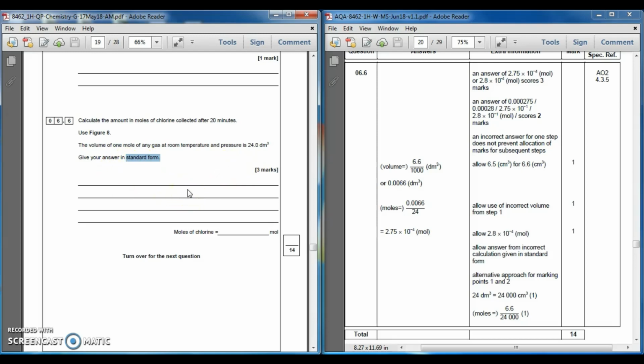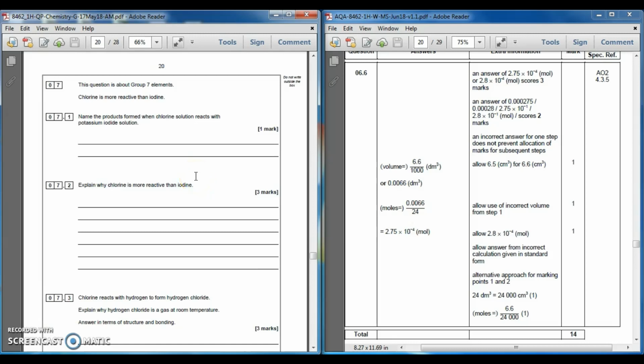Obviously on the right hand side it does tell you that you're allowed to make mistakes in the early bit, and then if you carry those mistakes through and do the right sort of calculation, so if you've got a duff answer for the volume, because you did hydrogen instead of chlorine, for example, but then you were able to divide that by 24 and get an answer here, then you can still get some of the marks. Okay.